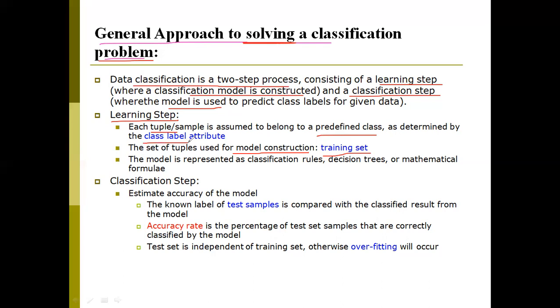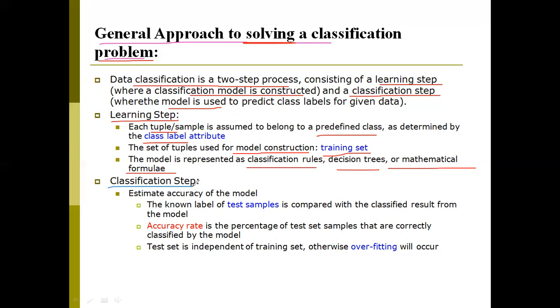We know the class label of each and every record, isn't it? And this model is represented as classification rules. The developed model is represented as classification rules, decision trees, or mathematical formulas. This is what we have done under the learning step. Coming to the second step, the model usage step, which is also called the classification step. This is the second step under the general approach of the classification problem.